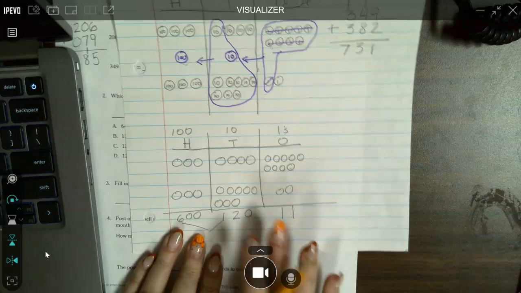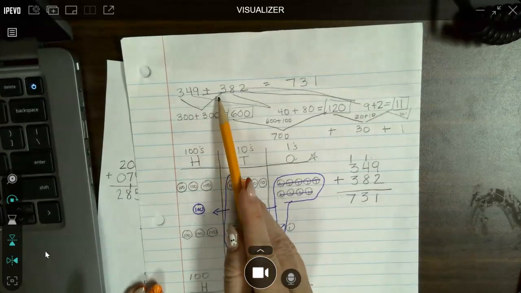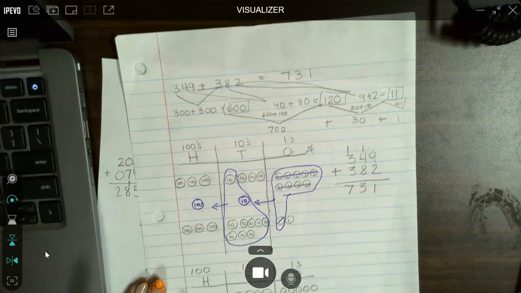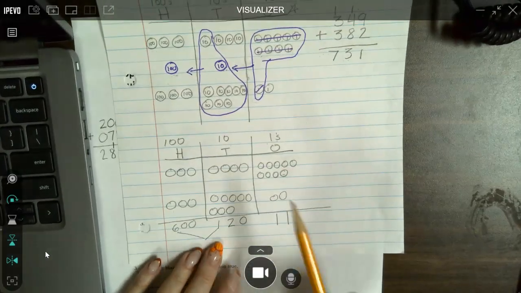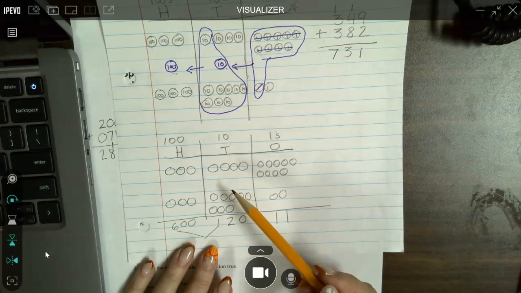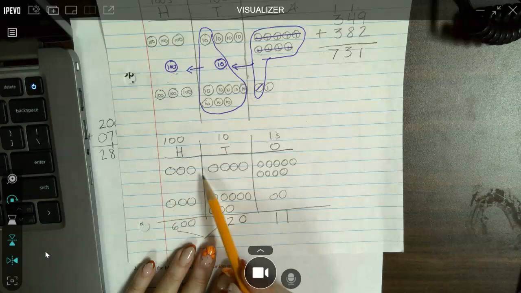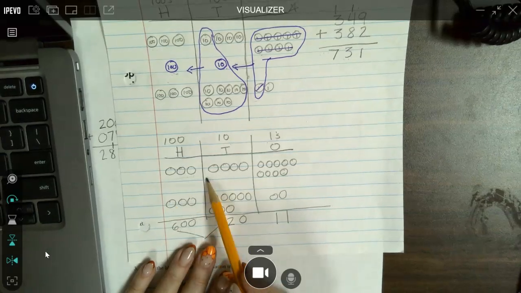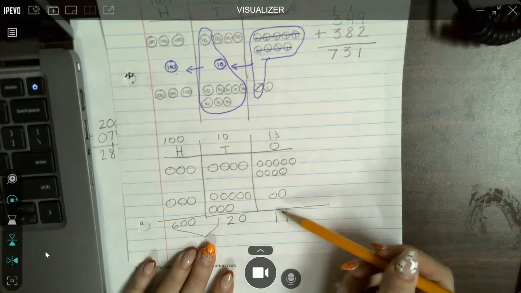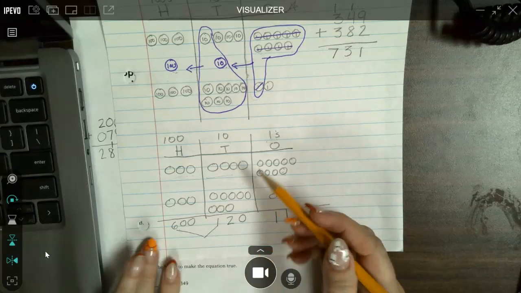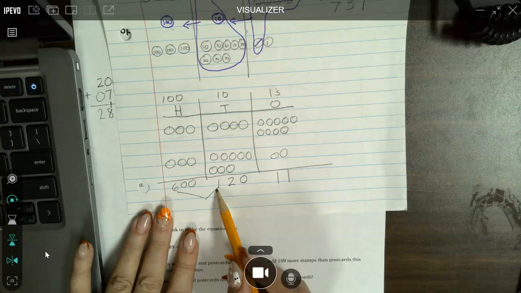So we're continuing with the equation 349 plus 382. If you have not watched part 1, you're going to want to watch that first. And we were just at the end of a strategy called totals below. The student represented each number by their hundreds, their tens, and their ones, and then they totaled the entire amount below each column. The last step would be to put like units together.